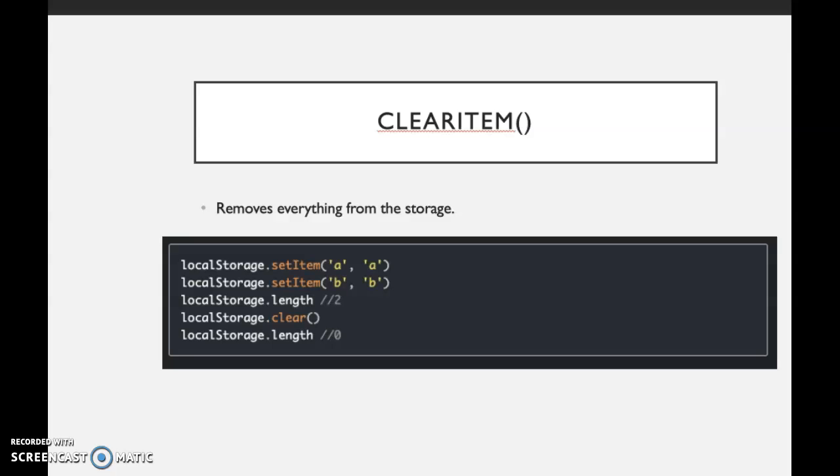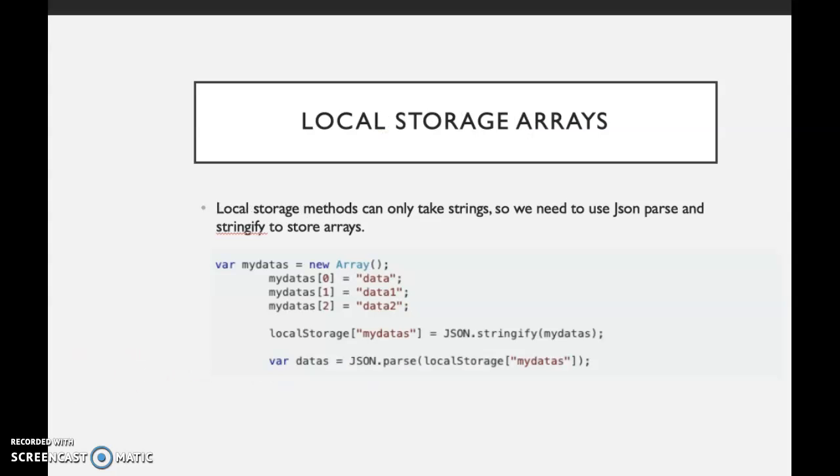Another one is clear, where we clear the whole content. I want to show another example of how this works in the local storage. Clear removes everything from the storage. So we do localStorage, and we have this length, which is the attribute that belongs to the local storage. Then we do clear, and it clears everything. We had 2 items, now we have 0.